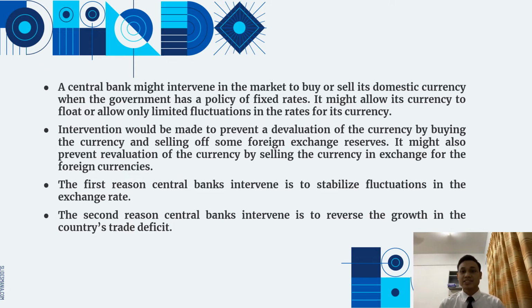The first reason central banks intervene is to stabilize fluctuation in the exchange rate. International trade and investment decisions are much more difficult to make if the exchange rate value is changing rapidly. Whether a trade deal or international investment is good or bad often depends on the value of the exchange rate that will prevail at some point in the future.